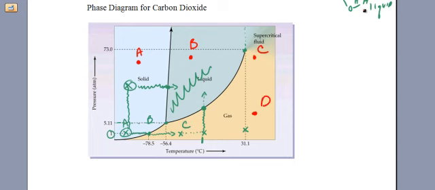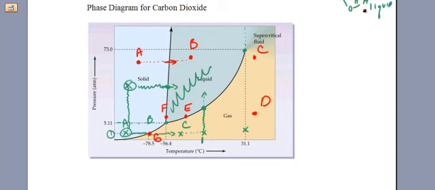point D, E, F, and G. You should be able to tell me what you would need to do in order to go from point A to point B or whatever. If I say they're at point A and I heat the temperature up to point B, what's going to happen? Well, as you cross this boundary line, it's going to melt.